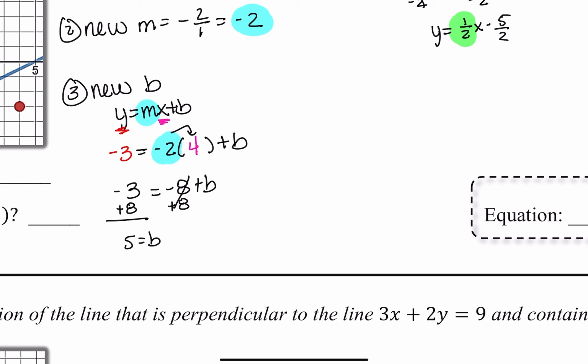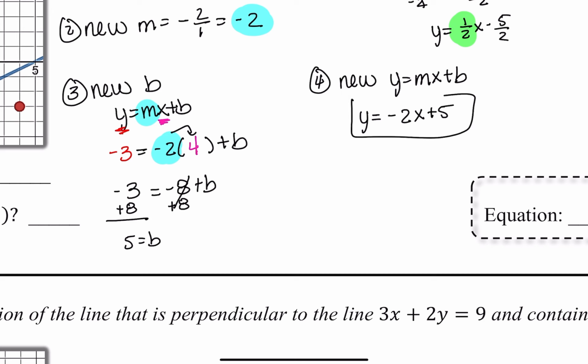And step 4 is write your new equation. So you use step 2, which is your new m, which is negative 2, and you find your new b. So this is our new m, and then our new b went here.